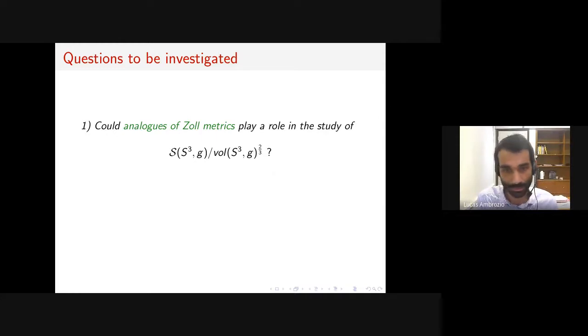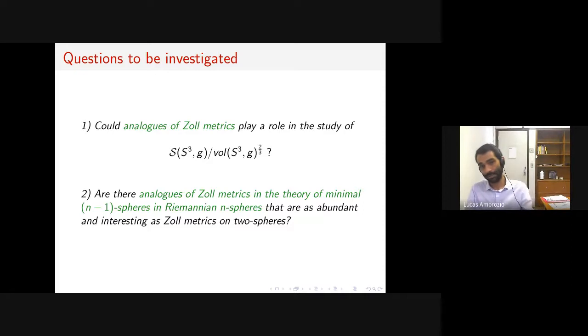Also, it makes sense from a more purely geometric point of view to try to generalize the notion of Zoll metrics to higher dimensions. So the question, I think, is: are there analogs of Zoll metrics in the theory of minimal n minus one spheres in Riemannian n spheres, analogs that are as interesting as Zoll metrics on two spheres? So these are the two motivating questions for the second half of the talk. Okay, so maybe I will drink a bit of water and allow you time to ask questions.